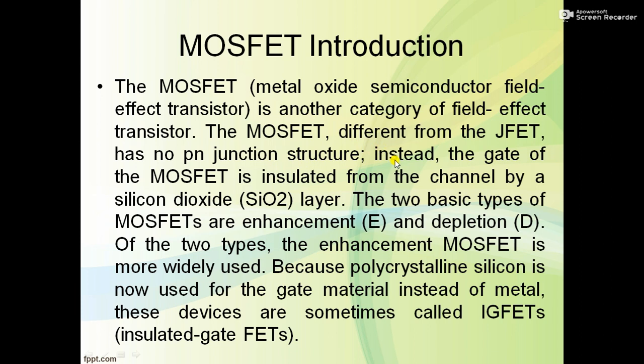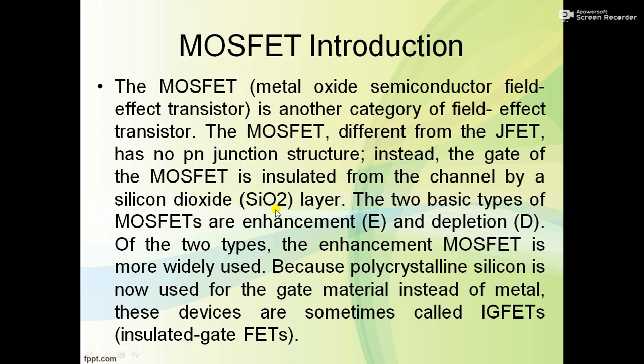Instead of the PN junction structure, when we compare with the JFET, the gate of the MOSFET is insulated from the channel, either P or N channel, by a silicon dioxide layer. Insulated by the silicon dioxide layer, either from the N channel or the P channel.